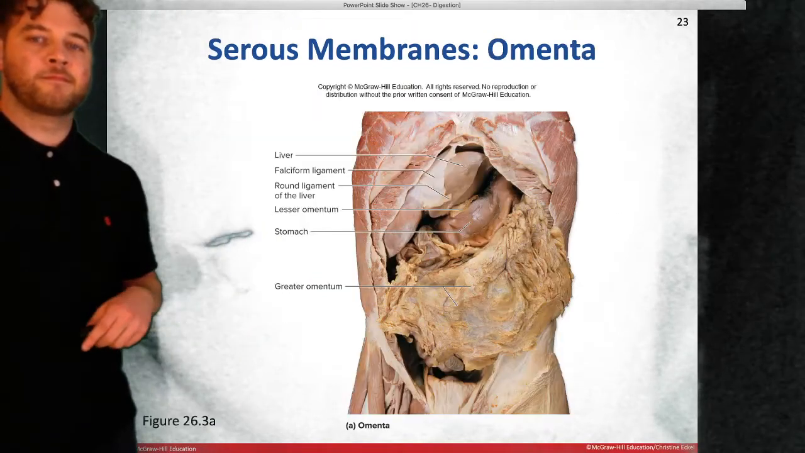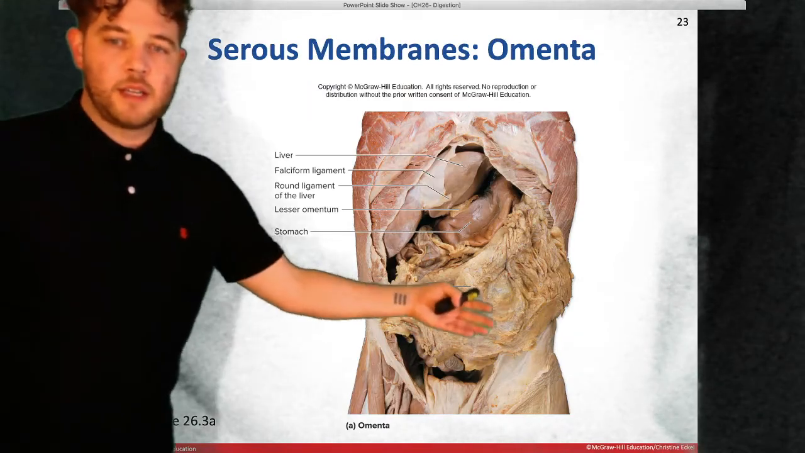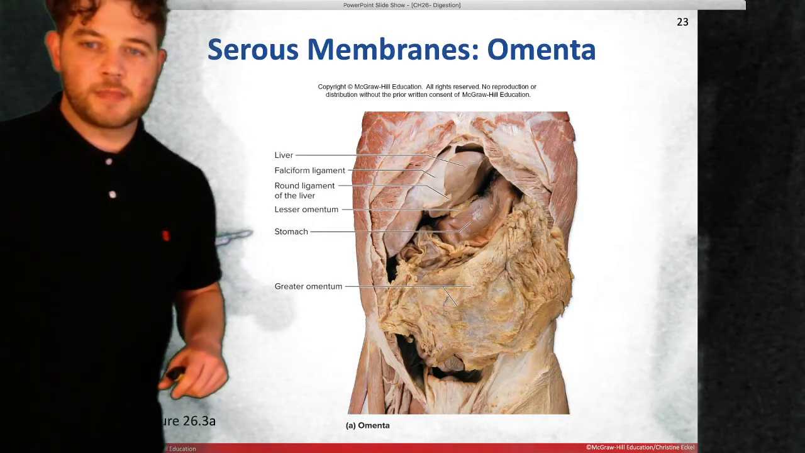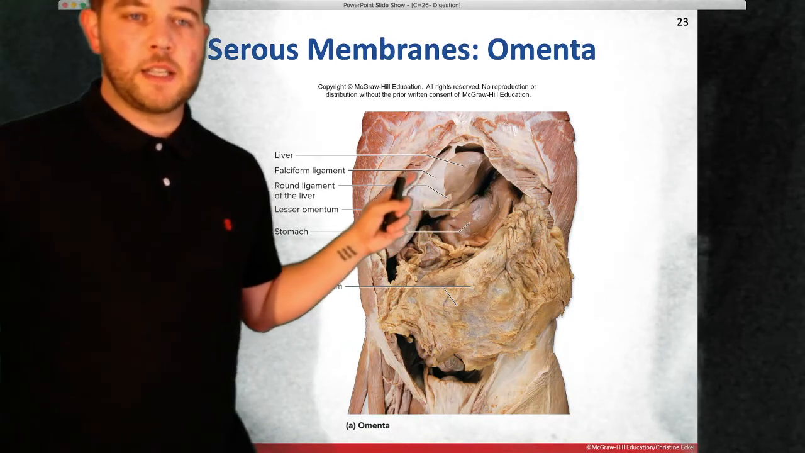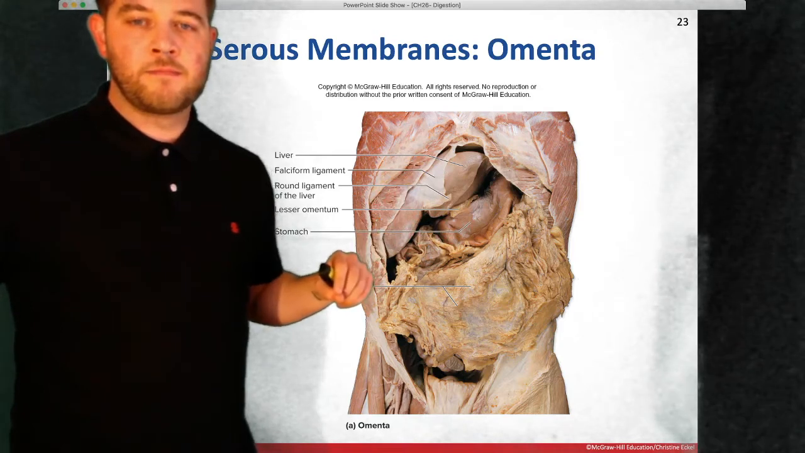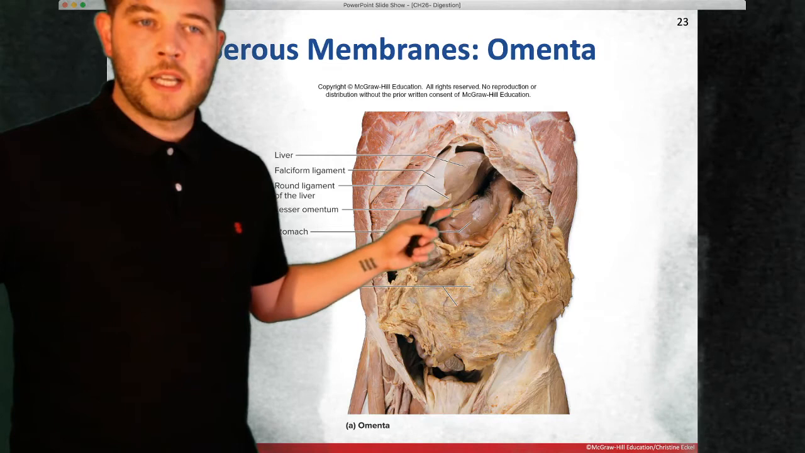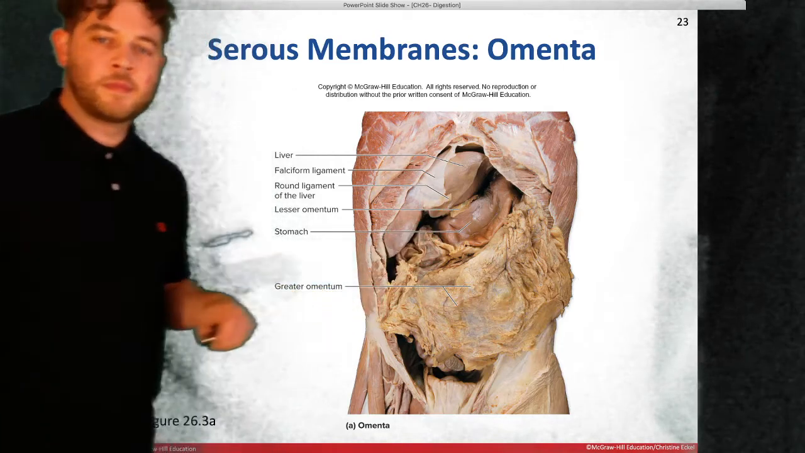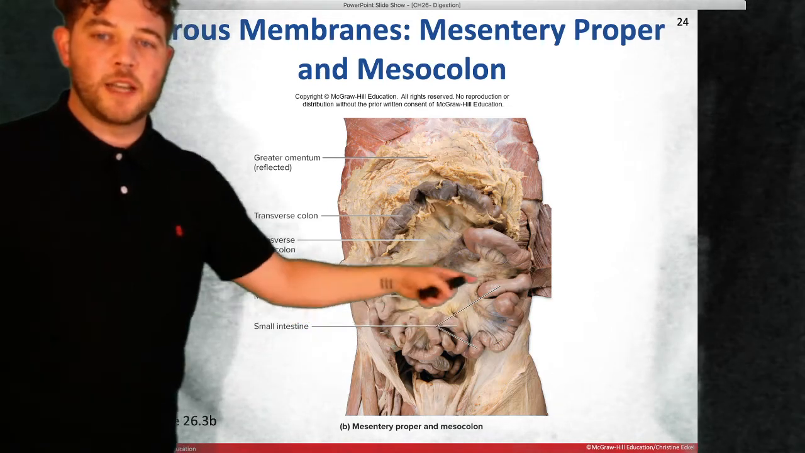So here's that greater omentum, just hanging, covering. You've got the falciform ligament and the liver right up here. The lesser omentum right in there attaching. You can see the mesentery proper for the small intestine holding it together.